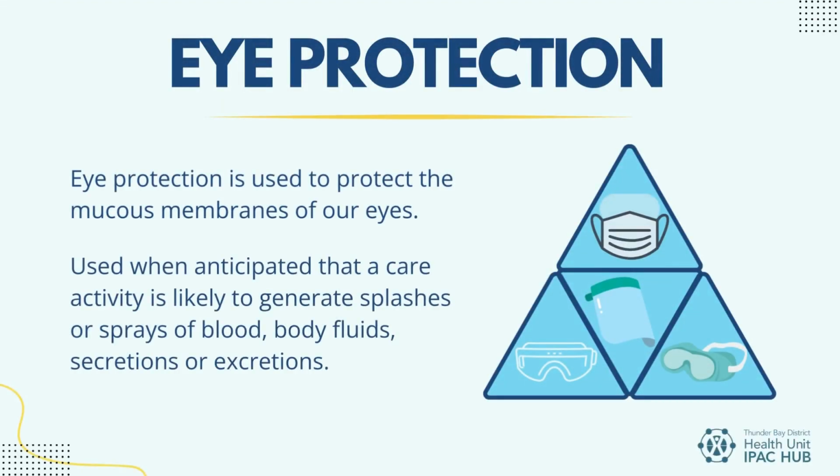Eye protection. Eye protection comes in numerous forms, just as masks do. The main function of eye protection is to create a physical barrier to any splash or sprays to your eyes, which are a mucous membrane or a portal of entry for infectious agents.